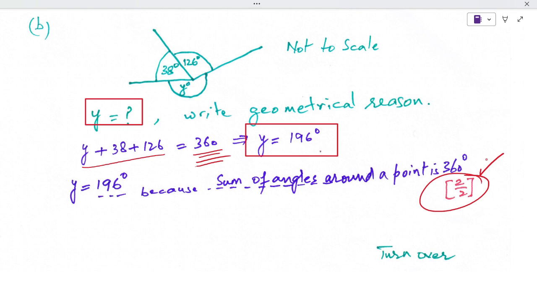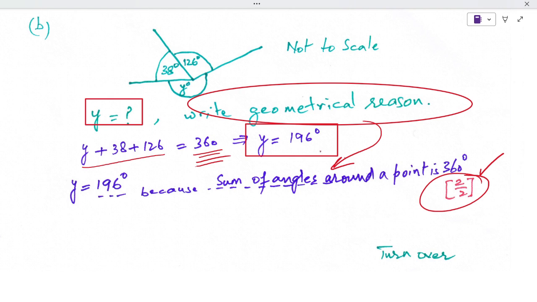Why? You have to write down the reason, because he is asking you to write the geometrical reason. So you must not forget that. Always read the question in total. Don't miss anything, otherwise you are going to lose marks.